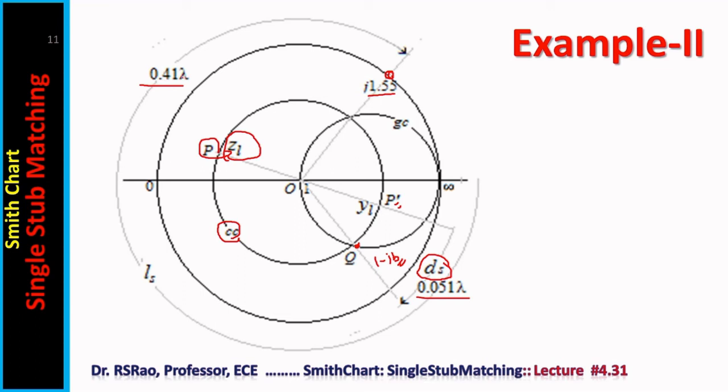So from the Smith chart operations, we got distance and length in lambdas. But we are asked to give the answer in meters. So we have to find out lambda. Lambda is c by f. c is 3 into 10 power 8, f is 1.5 into 10 power 9. So it turns out to be 0.2 meters. So we have to multiply 0.051 with 0.2 and 0.41 with 0.2 to get distance and length in meters.